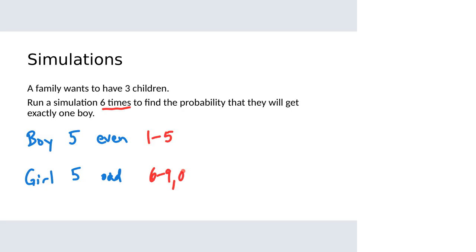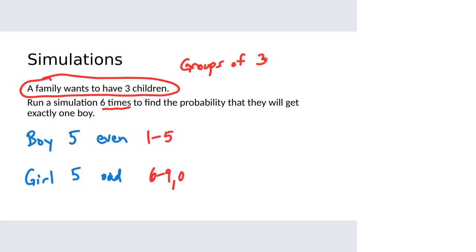What's different about this one is they're going to have 3 children. So when we look at our random number table, we are going to look at our trials in groups of 3. And you'll see what that means as we go look at it. Then we're going to run the simulation 6 times, and when that's all said and done, we're going to come back and say, okay, what was the probability of getting exactly 1 boy? No more, no less. What makes this simulation a little different than the others is that because they're having 3 children, we're going to look at our results in groups of 3.